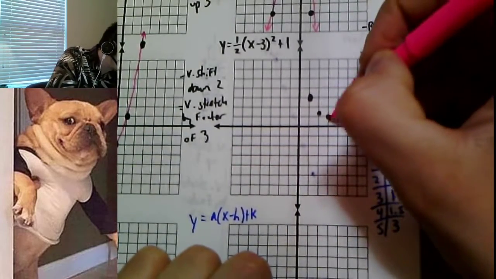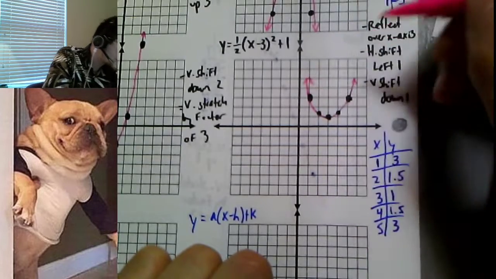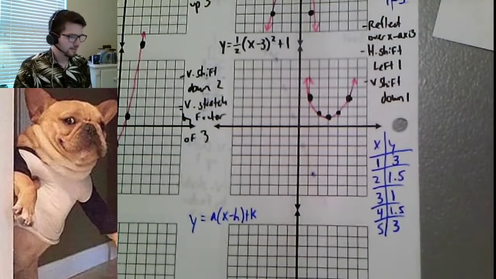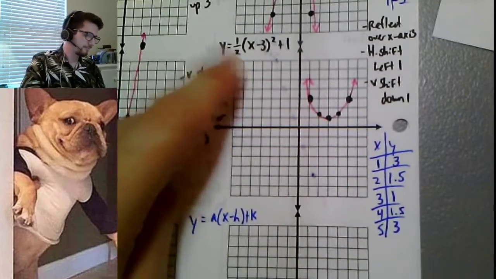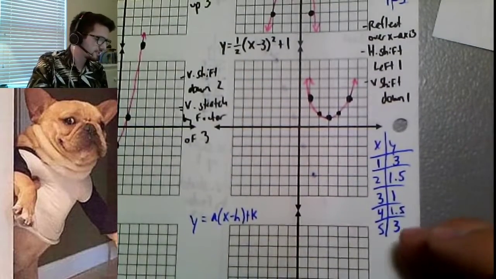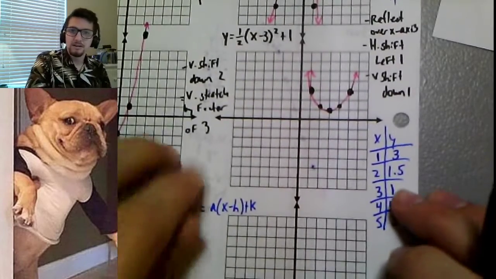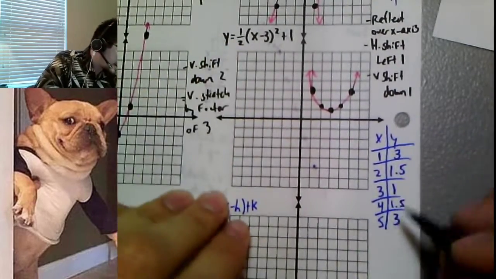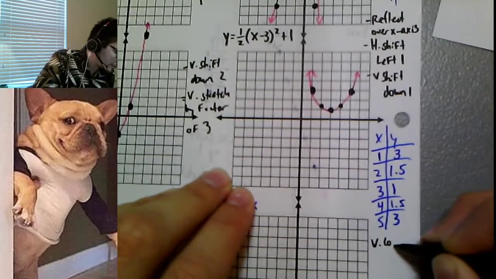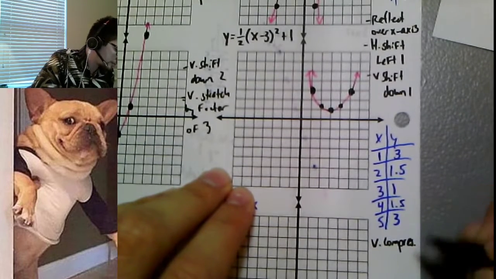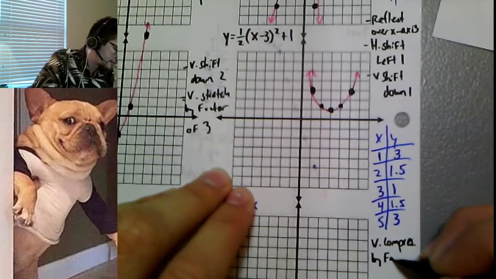Now, is that what it's supposed to look like? Is it supposed to look half as tall as your other parabolas? Well, yes it is. Hooray. So, what are my transformations here? Well, that 1/2 is causing a vertical compression by a factor of 1/2.